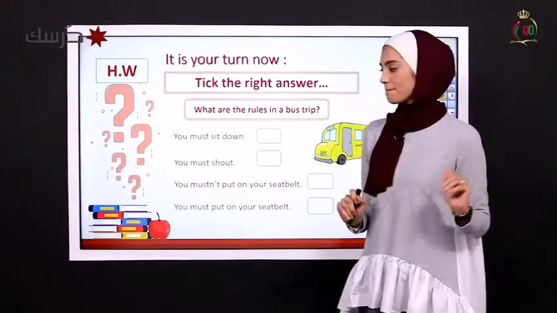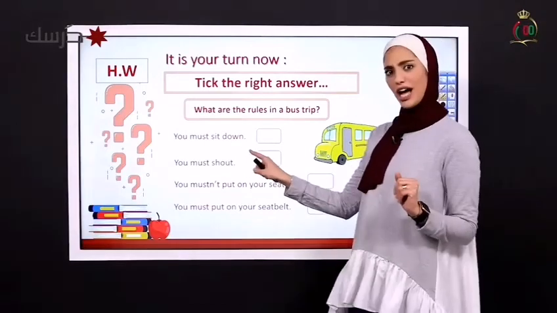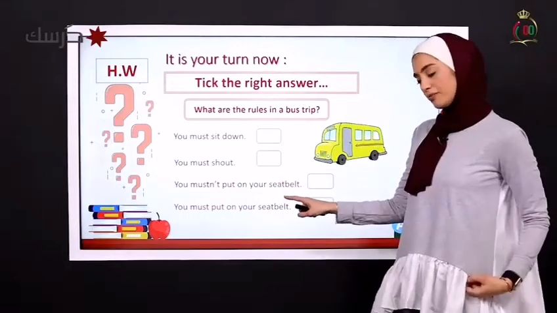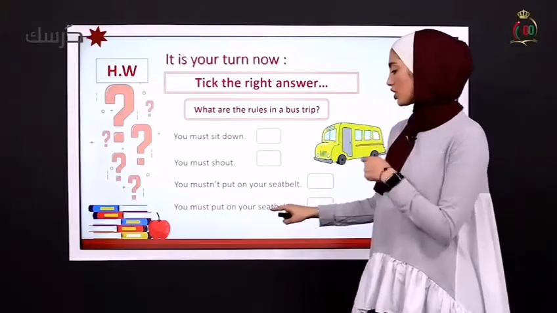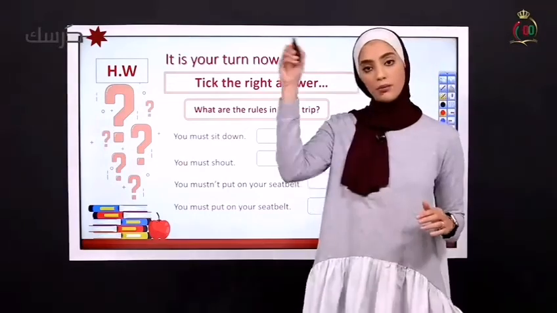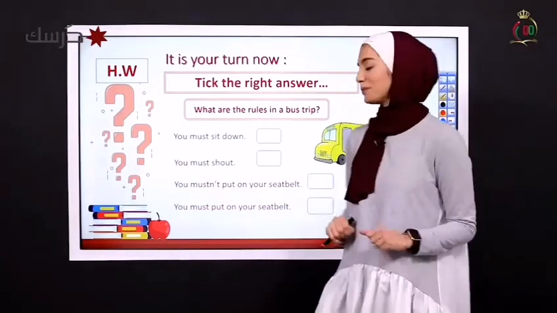Don't do anything. You must sit down. You must shout. You mustn't put on your seat belt. You must put on your seat belt. If it's a rule, put a tick. If it's not a rule, just leave it, okay?